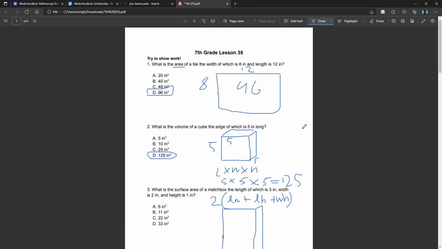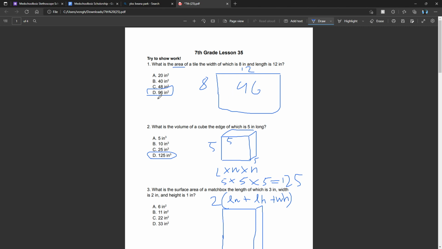This is a 7th grade worksheet for lesson 35, and I'll be covering it. What is the area of a tile with a width of 8 and length of 12? All you have to do is multiply 8 times 12, because area is length times width. 8 times 12 is 96, so the answer is D.